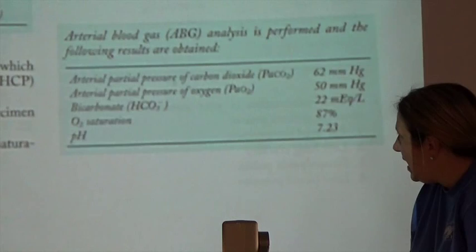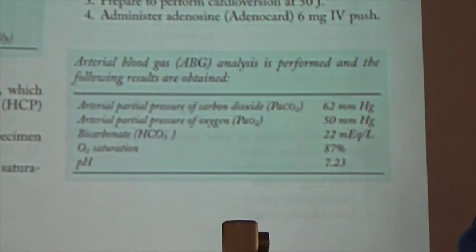All right. ABG. So, you've got a PCO2 of 62. You have a PaO2 of 50. You've got a bicarb of 22, an O2 sat of 87, and a pH of 7.23. What is it? They got respiratory.